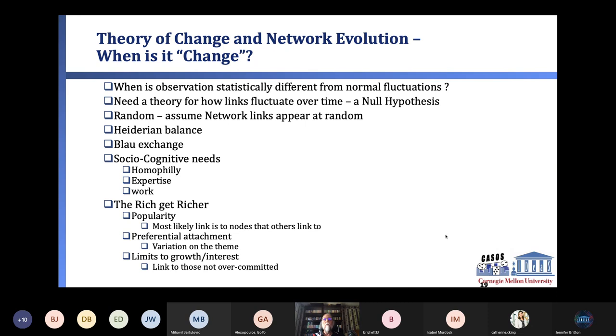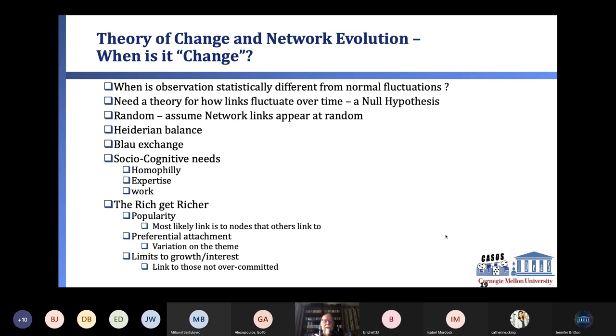And so if I just look at the data, every network looks different. I'll show you some data on that in a minute. If every network looks different, I need to have some baseline understanding of, well, how much different would networks like this be? I need a null hypothesis. Is this network different enough that I would say something must have happened? Or is it just different the way networks are normally different?